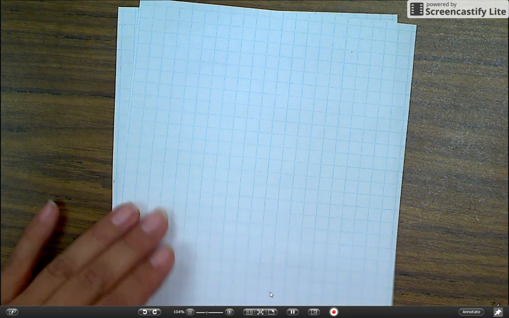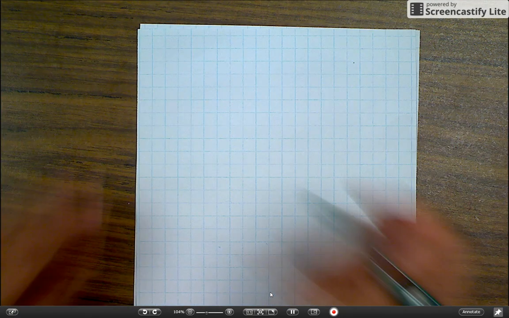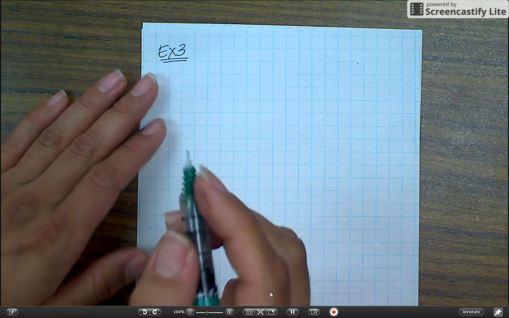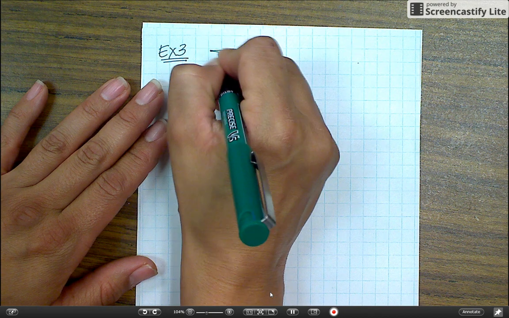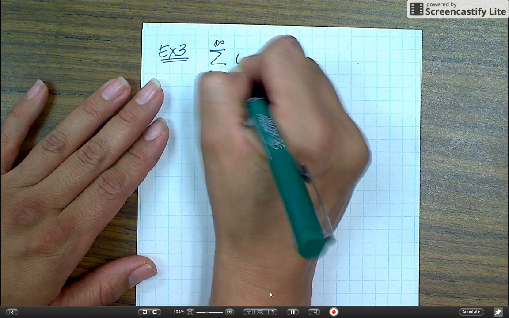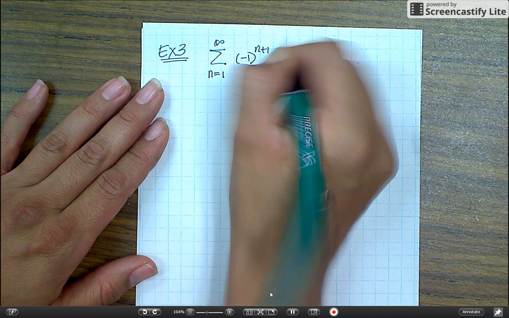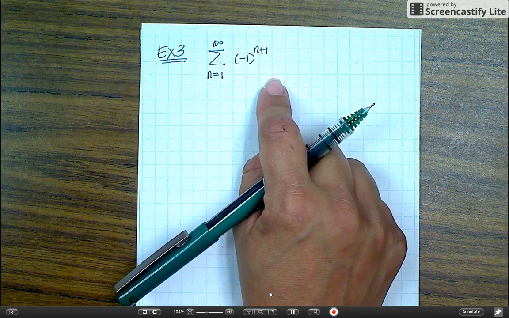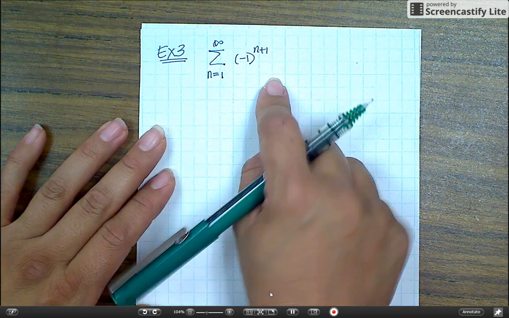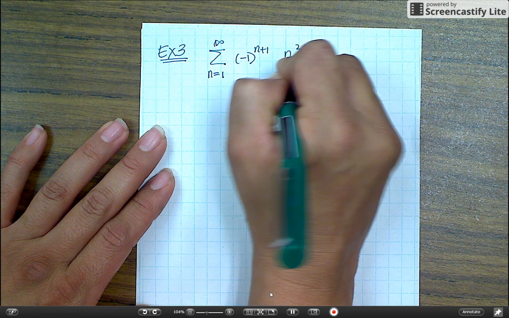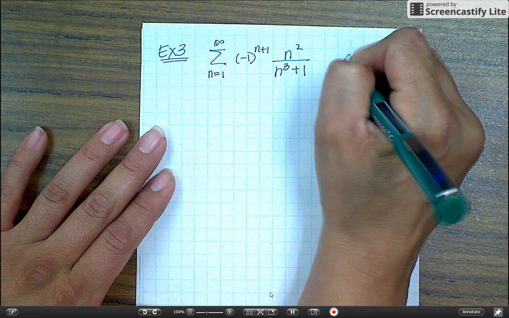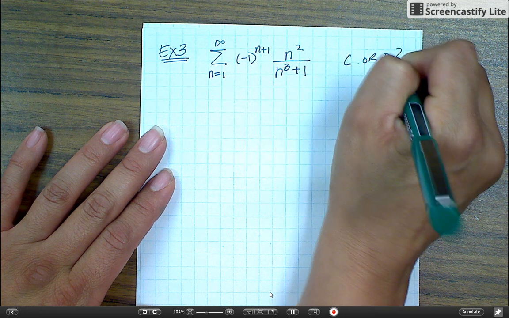All right. Last example. Let's see. We have the sum from n equal to 1 to infinity of negative 1 to the n plus 1. Does it matter if now this one's n plus 1 and not n minus 1? No, it doesn't. Okay. N squared all over n cubed plus 1. Convergent or divergent?